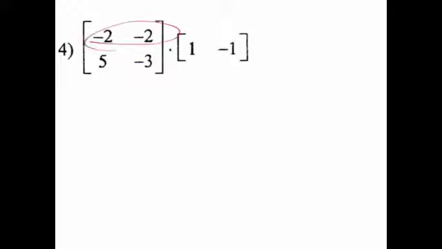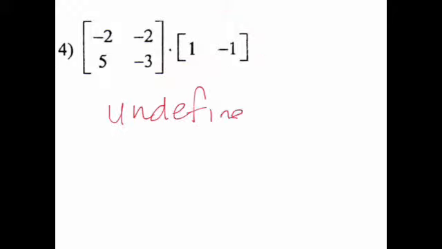Moving on to 4, each row times each column, but you'll notice each row has 2 entries, and each column only has 1. And so there are not enough entries in my second matrix to actually do the multiplication, so this is undefined. Moving on to 5, each row times each column, but there are not enough items in my row to match the number of items in the column in the second one, so this one is also undefined.